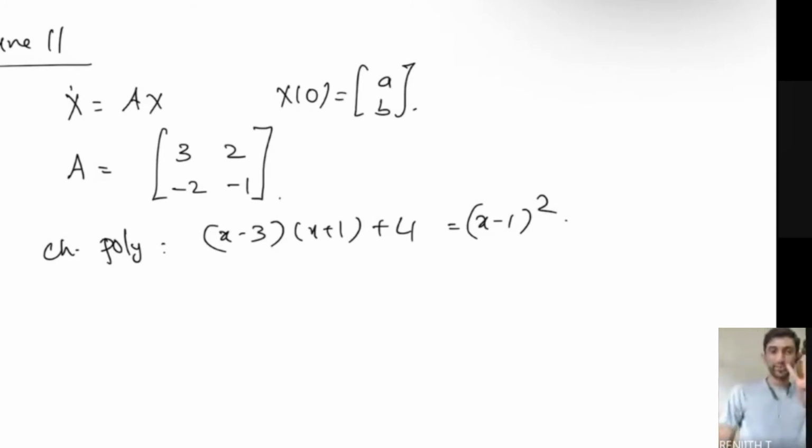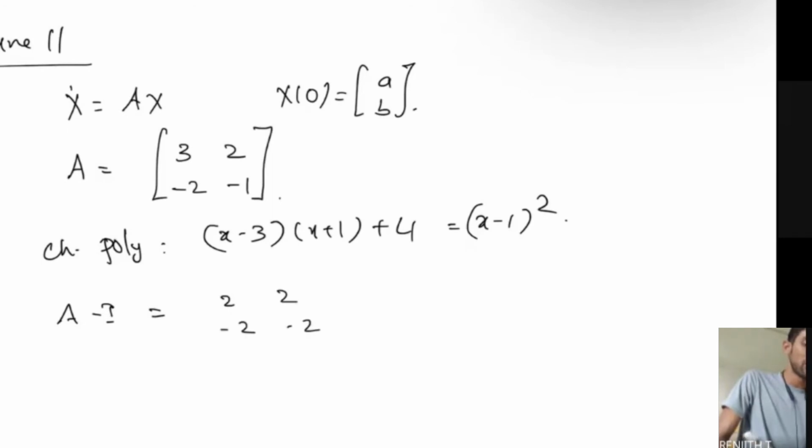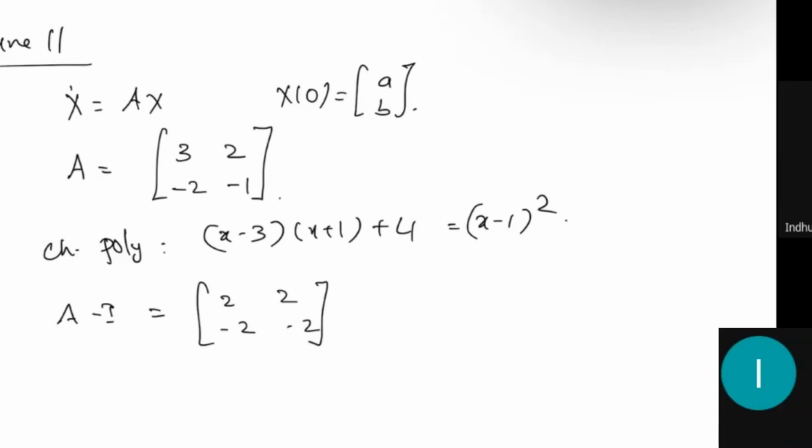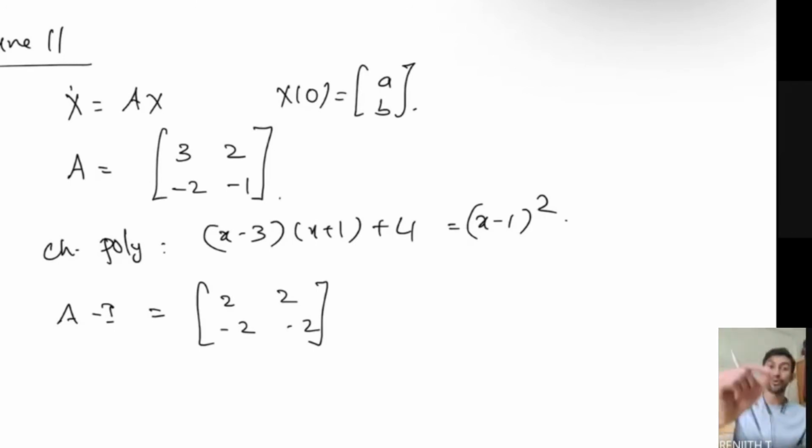So there are two eigenvalues, both 1 with multiplicity 2. Then what will be A minus I? A minus I is equal to 2, 2, -2, -2. So what is the dimension of its kernel? The dimension of the kernel is 1. So there are not enough eigenvectors corresponding to the eigenvalue 1. Okay, so we can get one eigenvector. That is easy, right? What is one eigenvector?